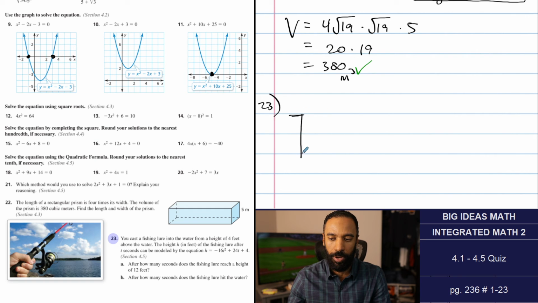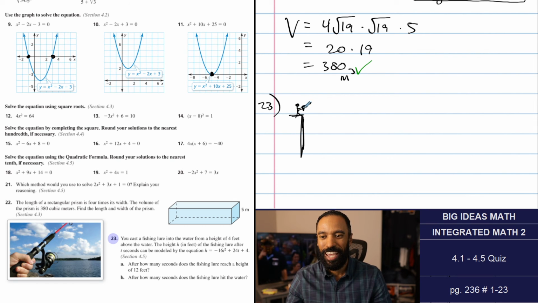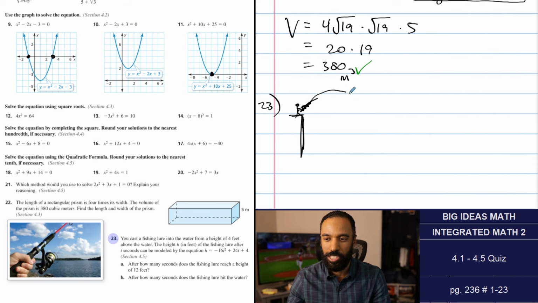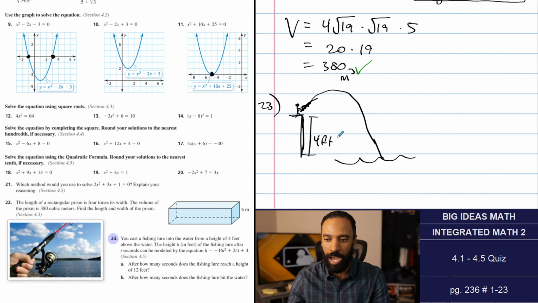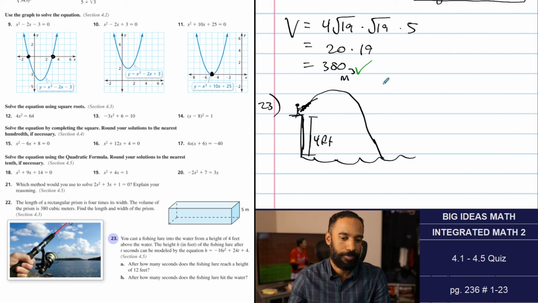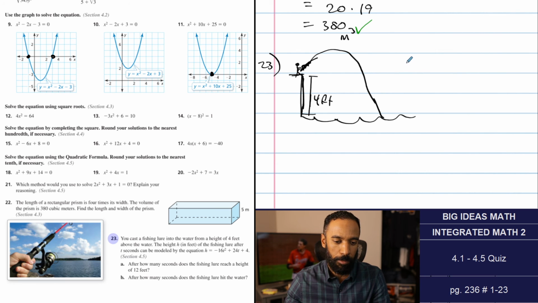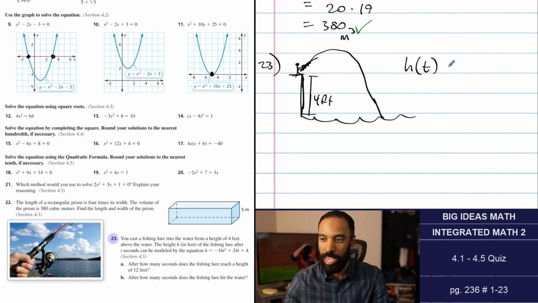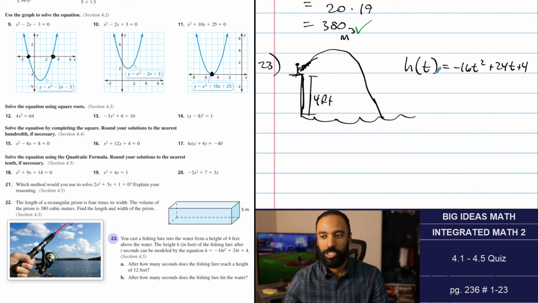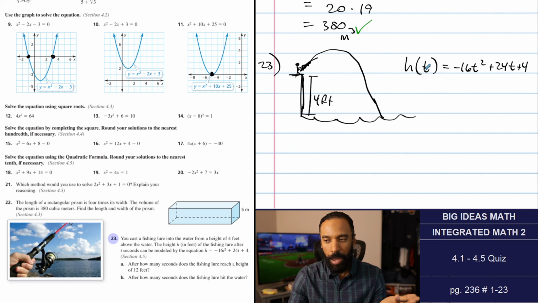So from a visual standpoint, here's you, fishing lure, and cast off. So this is 4 feet. That's a huge 4 feet, and there's the water. Maybe I should have made the drawing because that didn't help anything. This equation models the lure, h of t equals negative 16t squared plus 24t plus 4. They're asking you, when the height is 12, how many seconds have gone by?